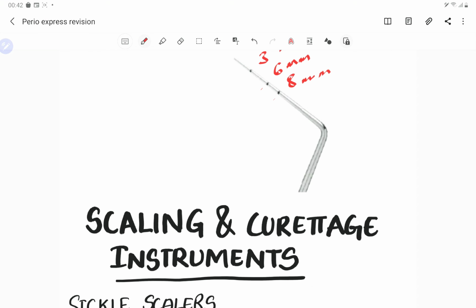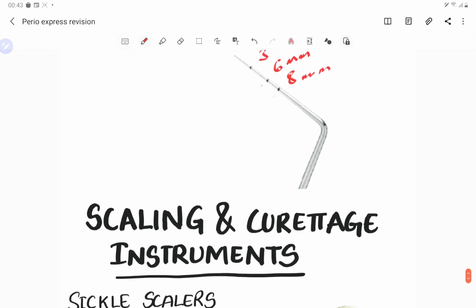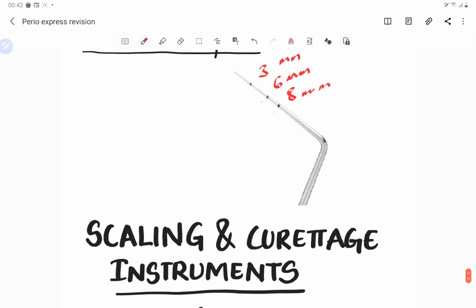And then we have also covered the WHO probe, which has a ball at the tip, which is 0.5 millimeter, and marking at 3.5, 8.5, 11.5. And also in the furcation, we have covered that we measure the furcation with the help of a Nabers probe, which looks like this. And the Nabers probe also has got the color coding, which we have covered in the pocket part of the video.